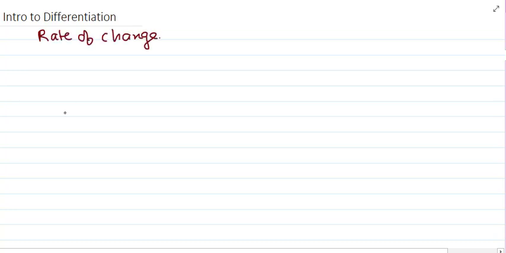The concept of differentiation is associated with the concept of a rate of change. So let us say we have a function y is, let us say, x square plus 2. In the language of math, we say y is a function of x. That means y depends upon x. Y is the dependent variable, x is the independent variable. As we keep on changing the values of x, we will get different values of y.